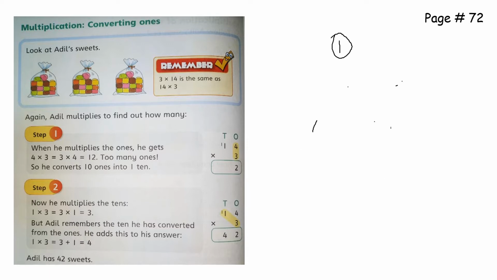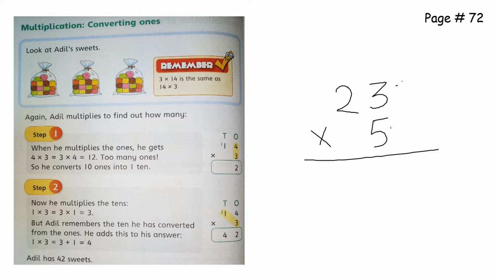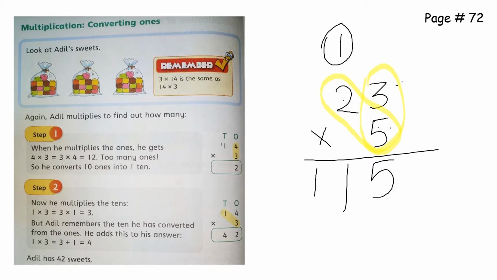I will explain it one more time. Let's take an example of any other number. Let's say you have 23 and 5. First we will multiply ones with ones, then we will multiply ones with tens. So what is 5 threes? 5 threes are 15, so we will write 5 here and 1 will carry over to the next number. 5 twos are 10 and we will add the carry into 10, which is 11. So this is the answer.